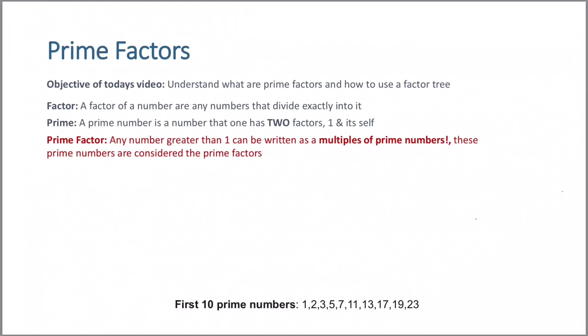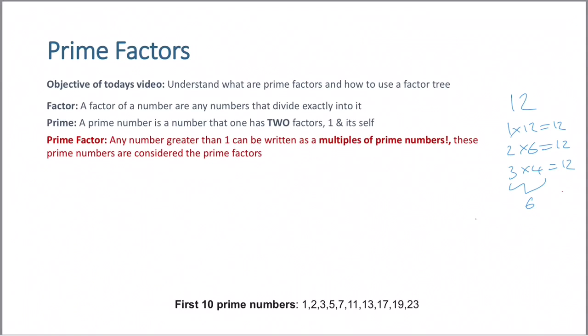A factor of a number are any numbers that divide exactly into it. A good example we can use is the number 12. To find out the factors of 12, we need to find out what numbers divide into it. We can have 1 and 12, because 1 times 12 equals 12. You also have 2 and 6, and you also have 3 times 4, which equals 12. So these 6 numbers are considered the factors of 12.